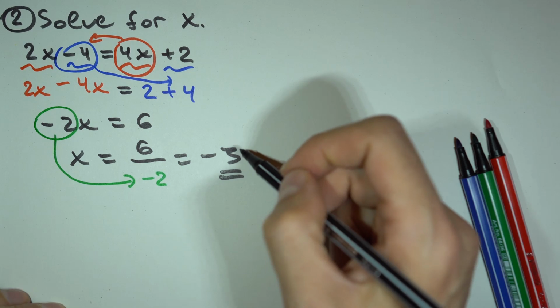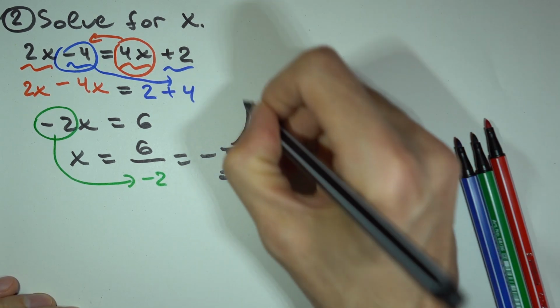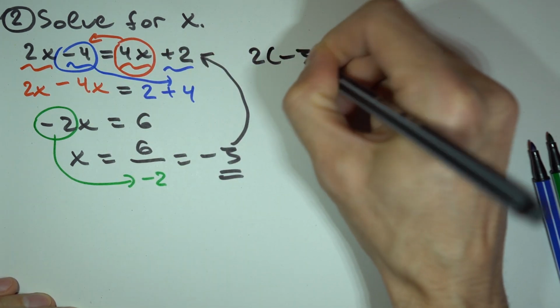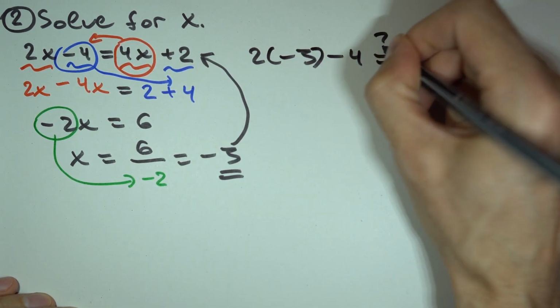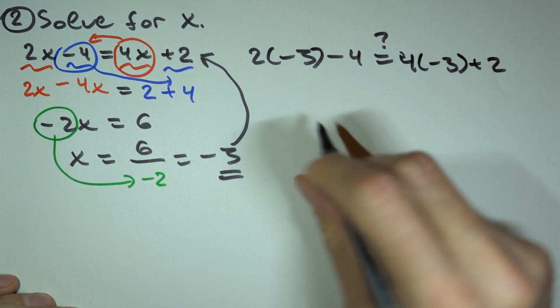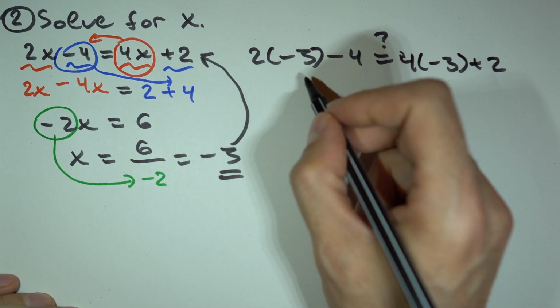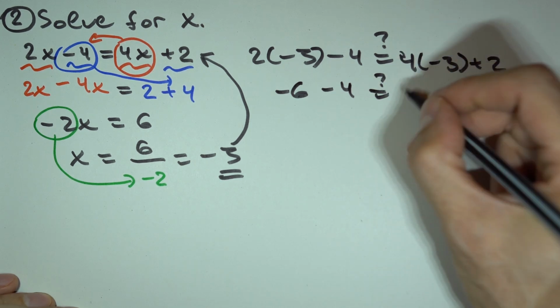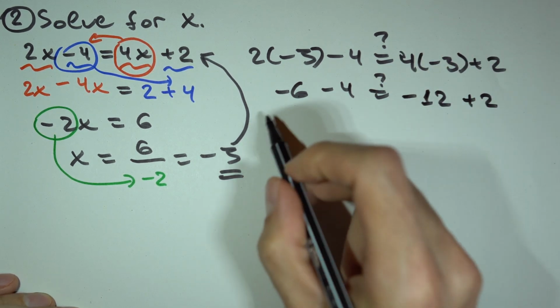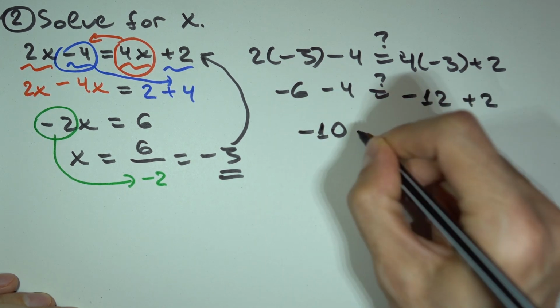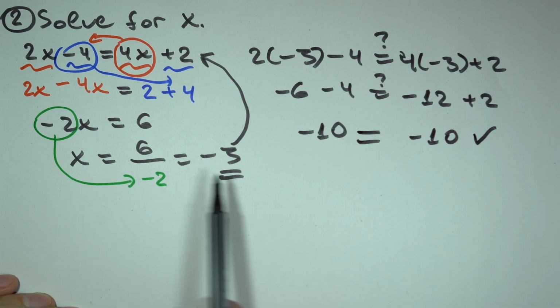We have to check whether minus 3 is indeed the correct answer. To do that, we just take it and substitute for x. We have 2 times minus 3, minus 4 on the left-hand side of the equation, and 4 times minus 3 plus 2 on the right-hand side of the equation. 2 times minus 3 is minus 6. Minus 4 remains. And on the right-hand side, we have 4 times minus 3, which is minus 12, plus 2. Minus 6 minus 4 is minus 10. And minus 12 plus 2 is minus 10 again. So, our solution is correct. X equals minus 3. Let's move on.